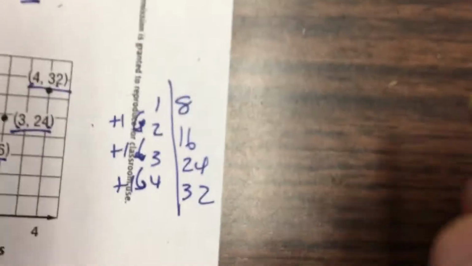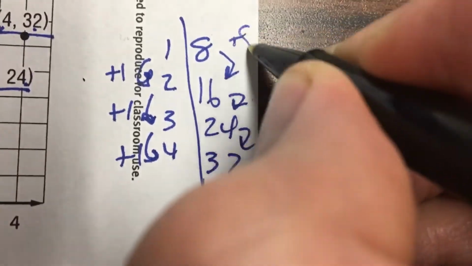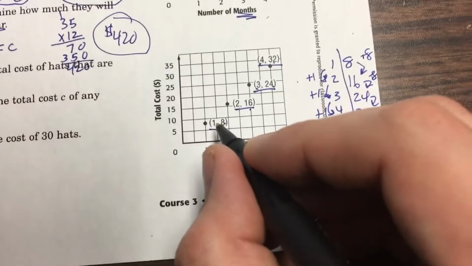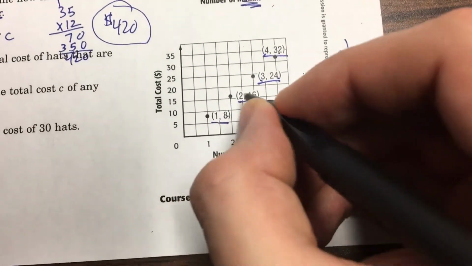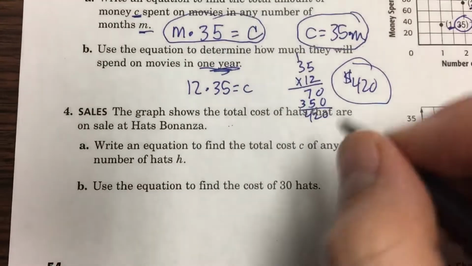Over here, from 8 to 16, from 16 to 24, from 24 to 32, right? These are counting by 8 every time. Plus 8, plus 8. And you might have even just known 1 times 8 equals 8, 2 times 8 equals 16, 3 times 8 equals 24, 4 times 8 equals 32. So each hat costs $8.